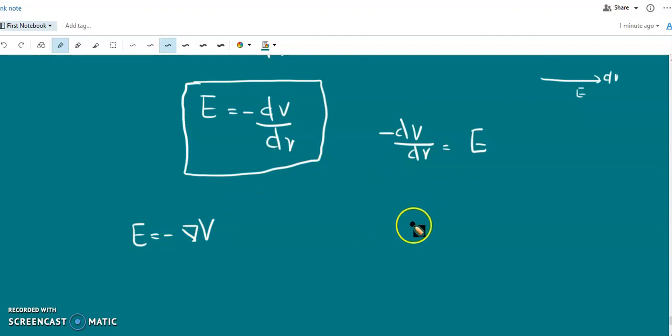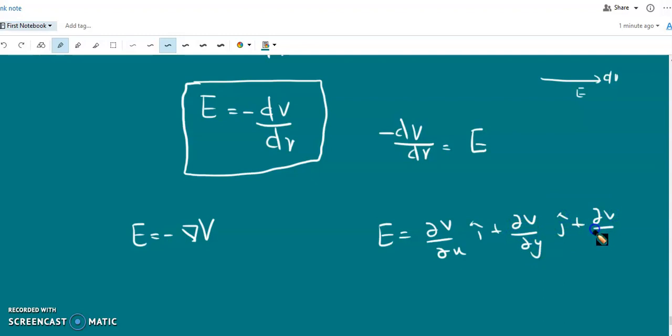In Cartesian coordinates, we know the gradient: it is equal to dou V by dou x i cap plus dou V by dou y j cap plus dou V by dou z k cap. So this is the relation between the electric field and potential in 3 dimensions, and this is the relation in 1 dimension. From this we can see that this is the magnitude of the electric field, and the electric field is in the r cap direction. So potential is a scalar, but electric field is a vector.